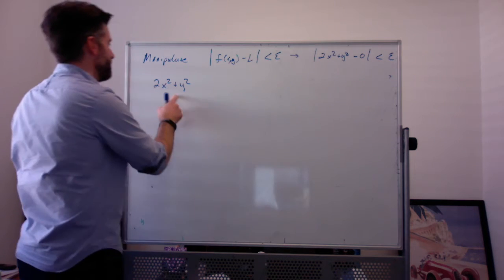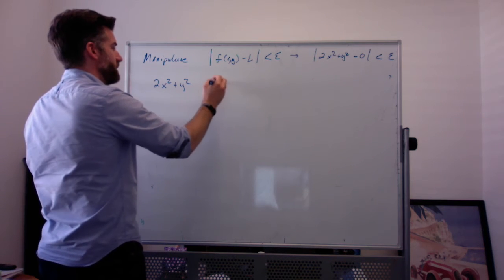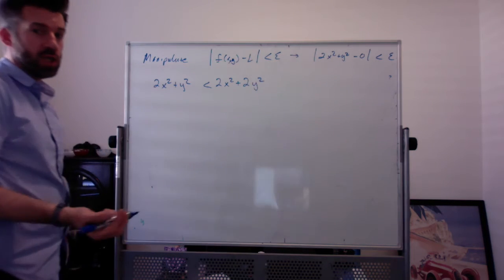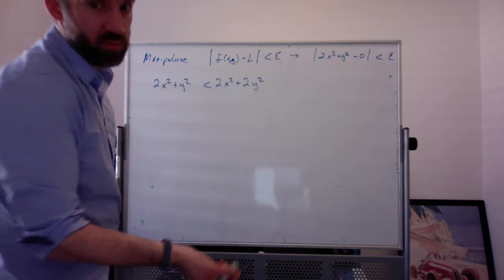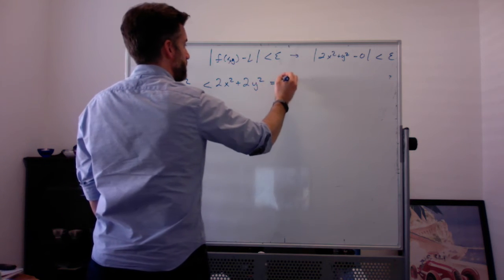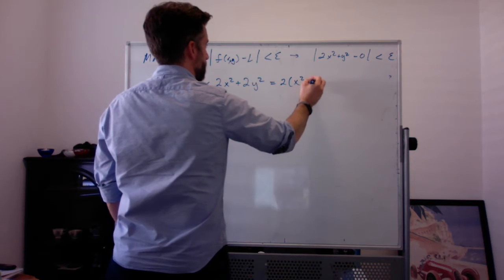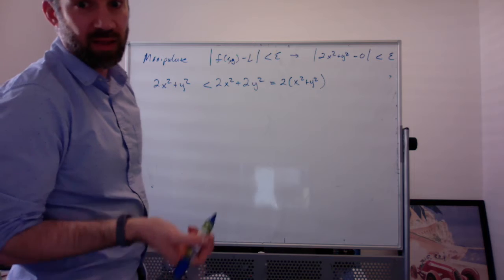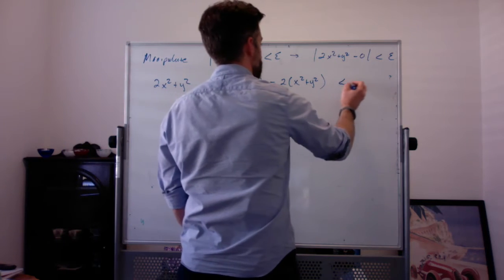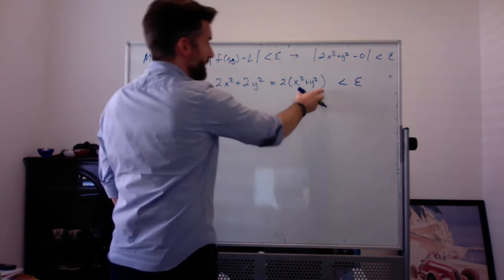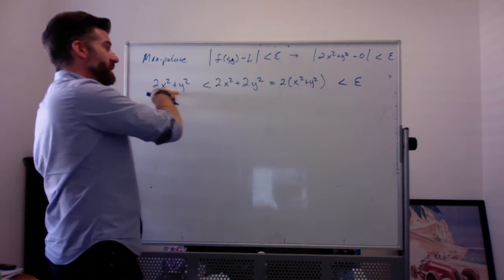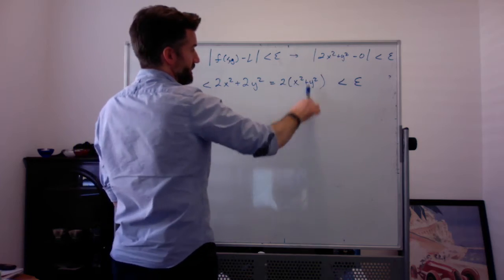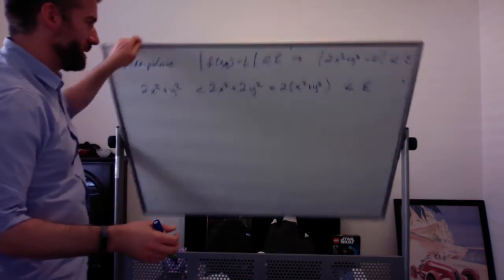I'm going to say that 2x squared plus y squared is less than 2x squared plus 2y squared. That seems legit. And I can factor out the 2. This is 2 times x squared plus y squared. And I'm going to make that less than epsilon. So if this is less than epsilon, then certainly the thing I need to be less than epsilon is less than epsilon.